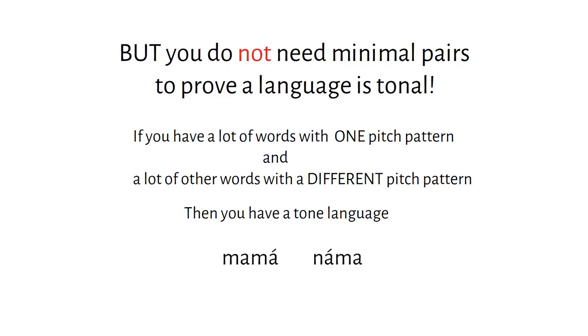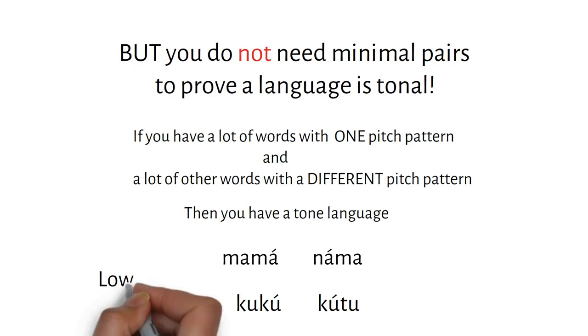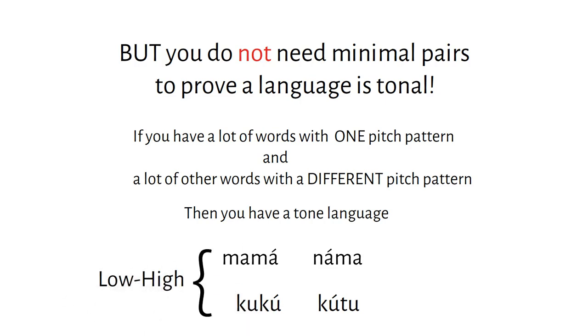For example, mama and nama are not minimal tone pairs, but they are similar and have a difference in pitch. In the same way, kuku and kutu are not minimal pairs, but they are similar and have a difference in pitch. All these words show a pattern. Some words are low-high, mama, kuku, and others are high-low, nama, kutu. So this is evidence that this is a tone language. That is good to know.